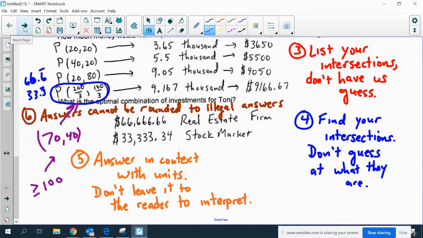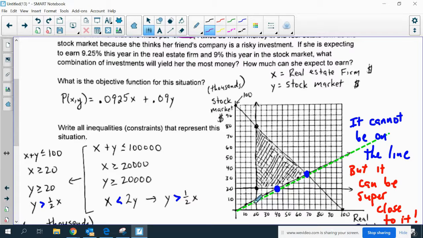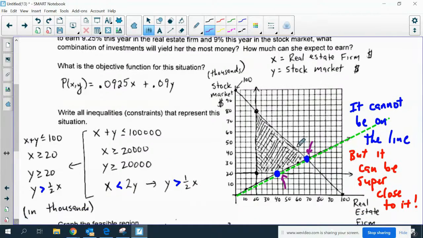Last thing that we're going to talk about is what if you treated it like it was less than? So the wording originally in the problem was less than. So what would that look like? Well, this would be a dotted line. These would be strictly less than or greater than signs. So these points cannot be the answer, but it can be super close to the answer.